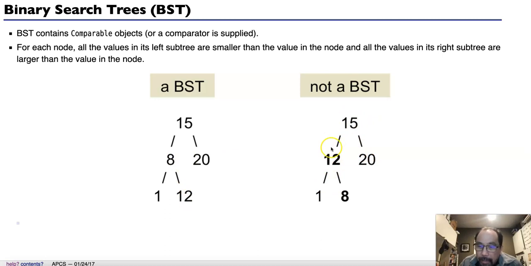At the level where we look at the root being 15, well, this subtree here, 1, 12, 8, all of these are less than 15. But at the 12, 1, 8 subtree level, it's not a BST. 8 is not greater than 12. Therefore, it violates the rule of a BST. Therefore, the entire tree is not a binary search tree.